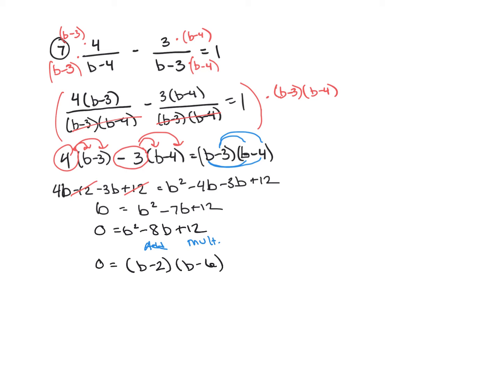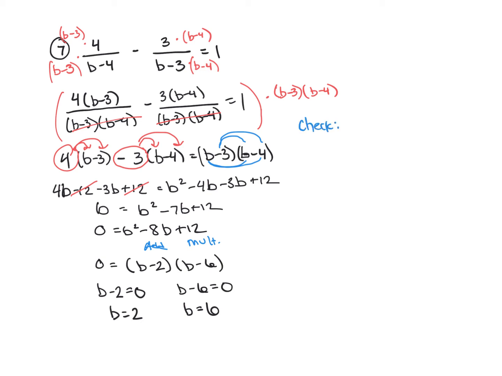So now to solve for these b values, I'm going to set each of these factors by themselves equal to 0. And when I solve to get b by itself, we get b is equal to 2 and b is equal to 6. So in this case, we have two answers. That's okay. Let's just go through and check our work to make sure that both of these work out.